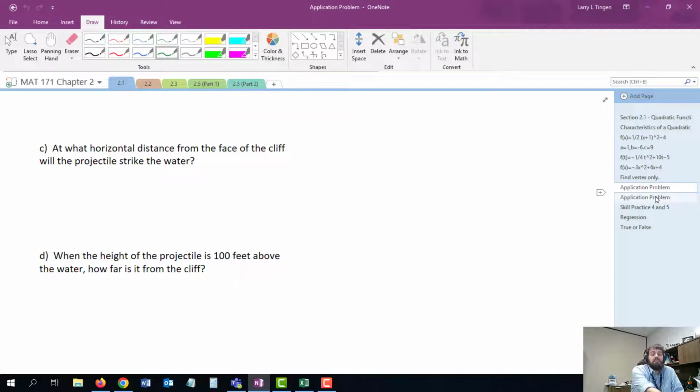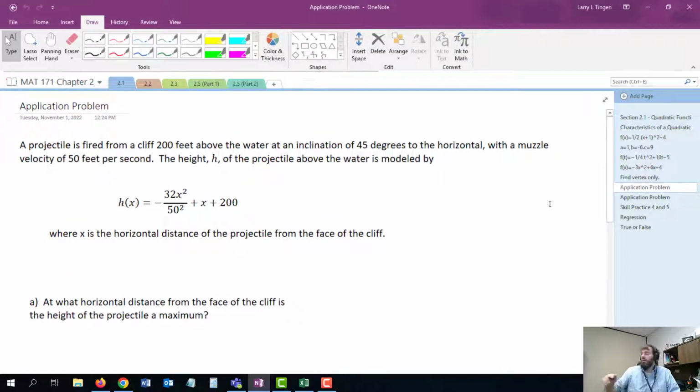And I find myself shooting a projectile off of a cliff 200 feet above water at an incline of 45 degrees to the horizontal with a muzzle velocity of 50 feet per second. The height h of the projectile above the water is modeled by h of x is equal to negative 32x squared divided by 50 squared plus x plus 200, where x is the horizontal distance of the projectile from the face of the cliff.